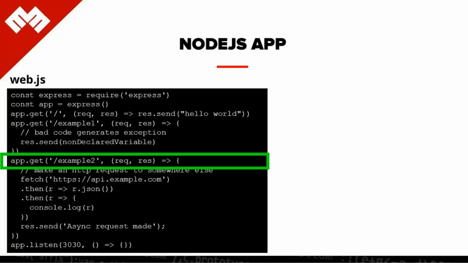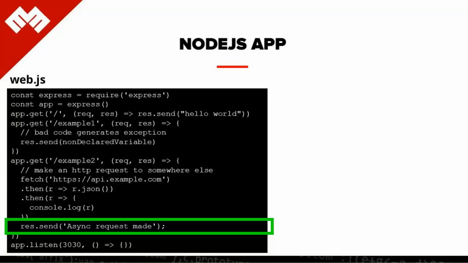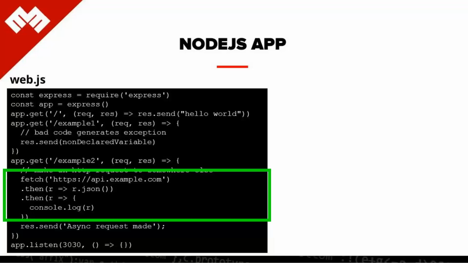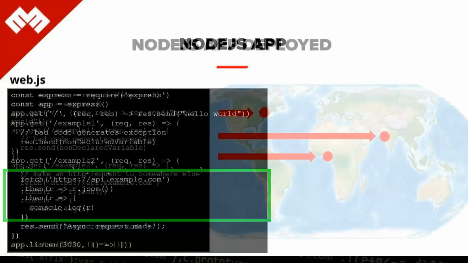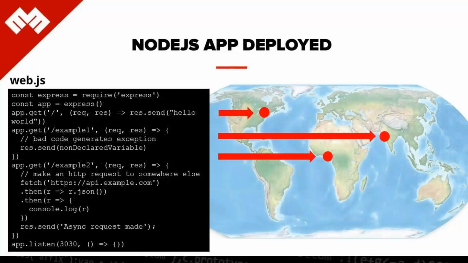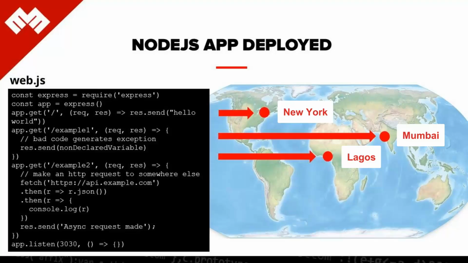And finally, if you visit the URL example2, the website will print a message, but behind the scenes, the code will make an HTTP request to an external network. So let's say you deploy this piece of code to several servers around the world. You deploy this app to a server in New York, to a server in Lagos, and to a server in Mumbai. And then people around the world start interacting with your app. People in the Americas will connect to the app in New York, people in Europe and Africa will connect to the app in Lagos, and people in Asia will connect to the app in Mumbai.